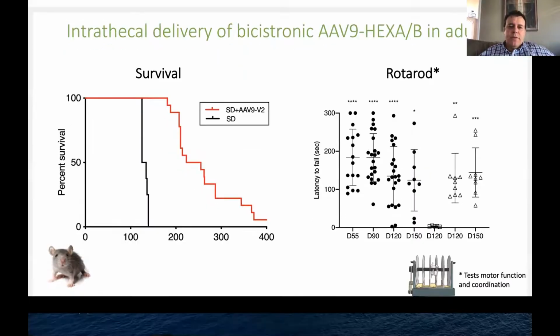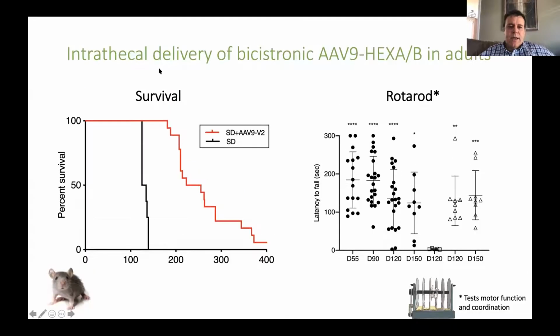And what you can observe again here is that, in fact, the survival is also considerably expanded over that of untreated animals. The red line is that for treated animals, and untreated animals is the black line, and they died about 120, 130 to 140 days of age, while the treated animals survived considerably longer.